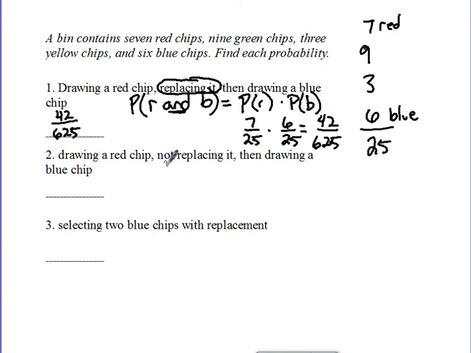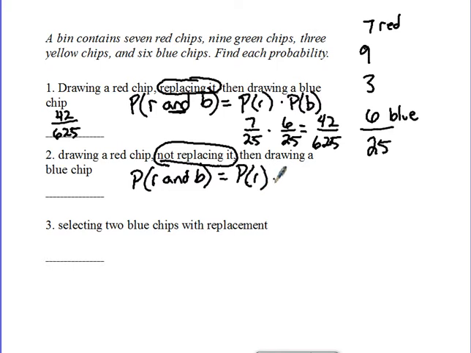The probability of drawing a red chip and not replacing it. So now we're not going to replace that red chip and then draw a blue chip. Well, it's the same compound probability situation. We've got two things happening. So it's the probability of the first times the probability of the second.